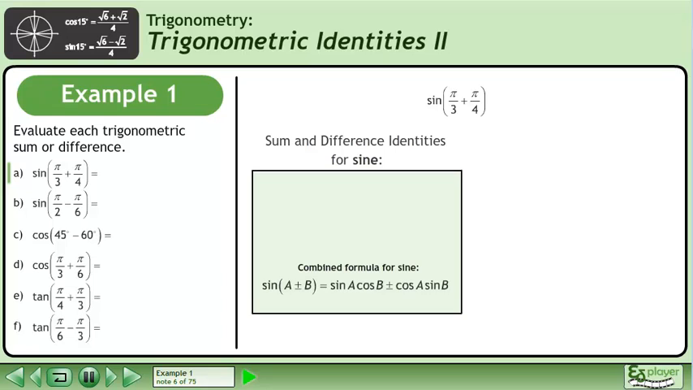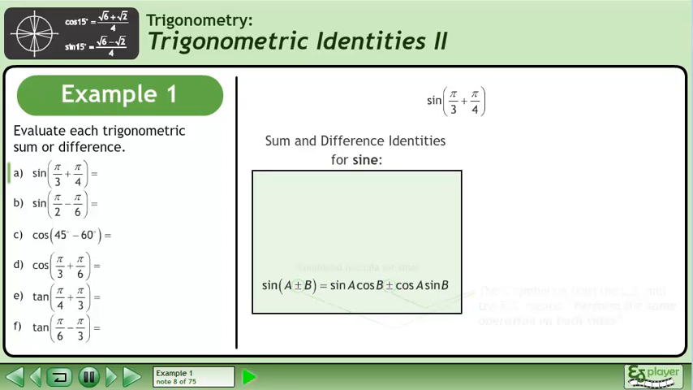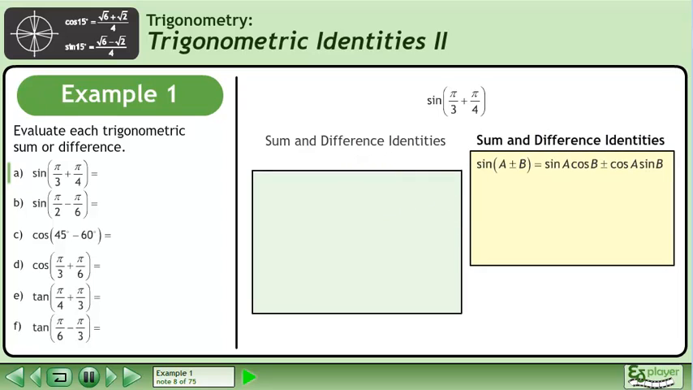We can combine these to get sine of a plus or minus b equals sine a cos b plus or minus cos a sine b. The plus minus symbol on both the left side and the right side means perform the same operation on both sides. Let's create a box to store this formula.